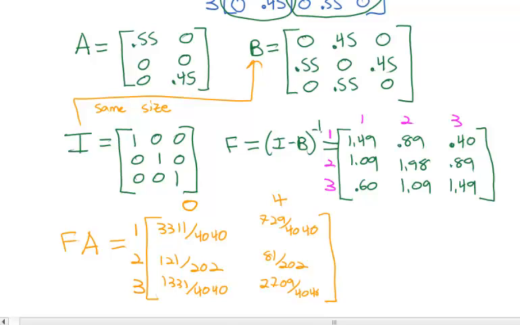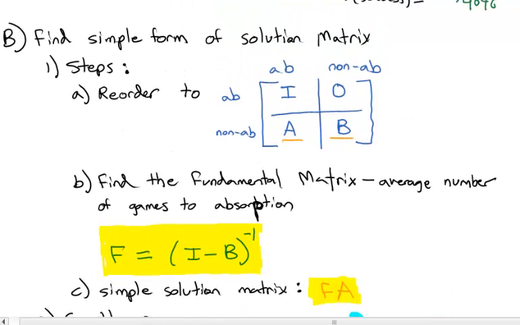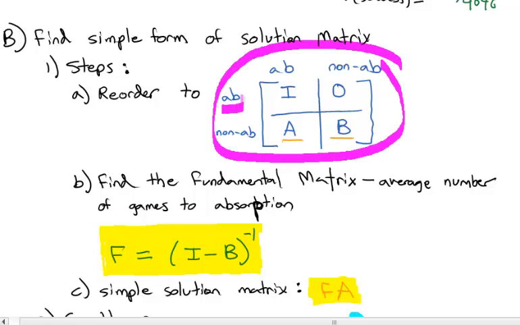This is how we can work with absorbing Markov chains. We follow this three-step process where we reorder everything so that the absorbing states are in the top and the left, and the non-absorbing states are in the bottom and right. When we do that and split it into an augmented matrix, which separates into those 4 parts, they're all different sizes. The fundamental matrix then is I minus B inverse. And finally, the solution matrix is FA. And the order is important in all of these formulas. So make sure you're watching out for that.